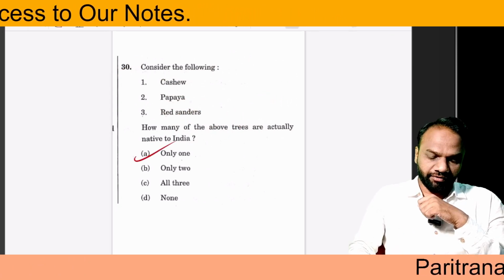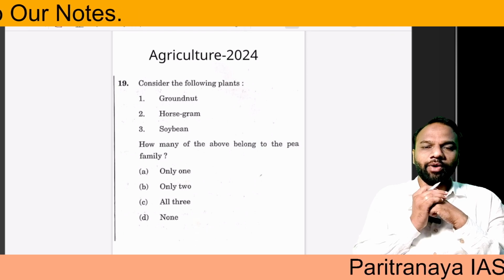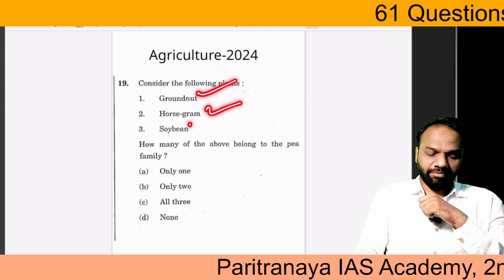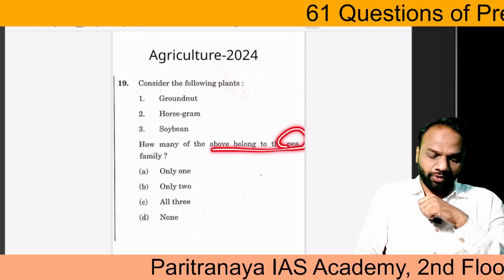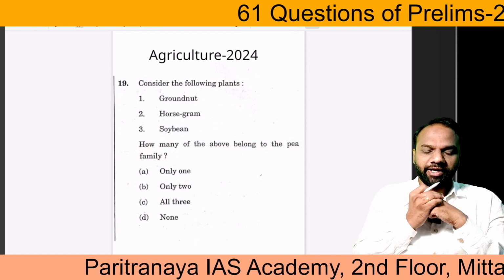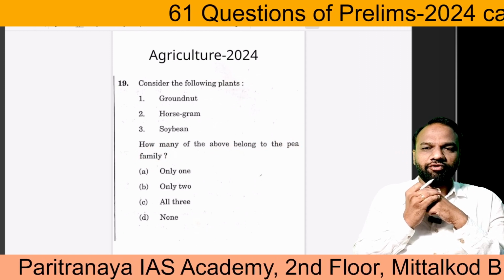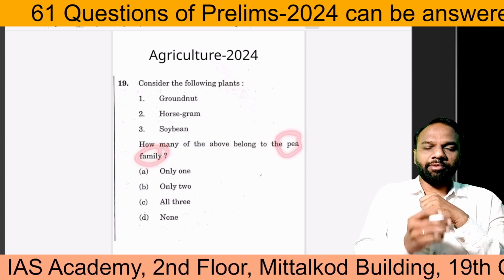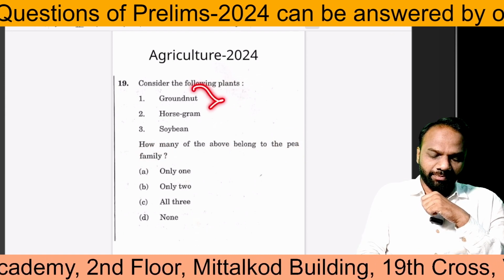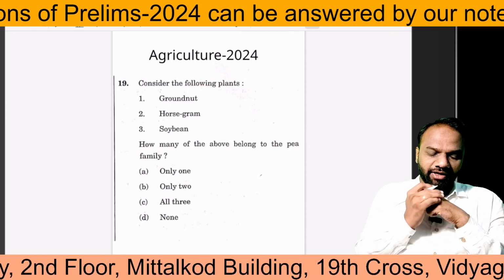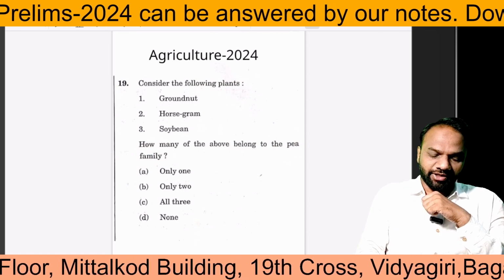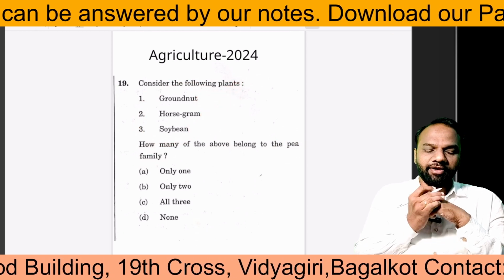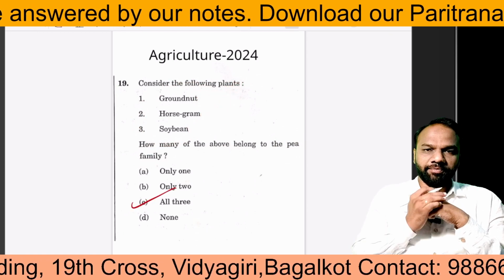Next, coming to an agriculture related question. Consider the following plants: groundnut, horse gram, soybean. How many of the above belong to the pea family? Here they have made it slightly tricky. Generally in the examination they focus on leguminous crops, and the alternative name for legume crops is pea. All the plants mentioned here are leguminous, so all of them belong to the pea family. Groundnut belongs to the pea family, horse gram, similarly soybean. So the answer for this question is all 3.